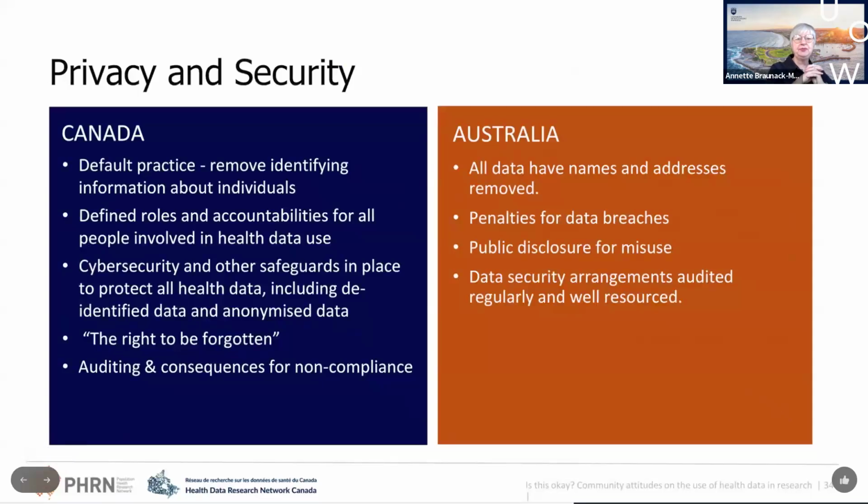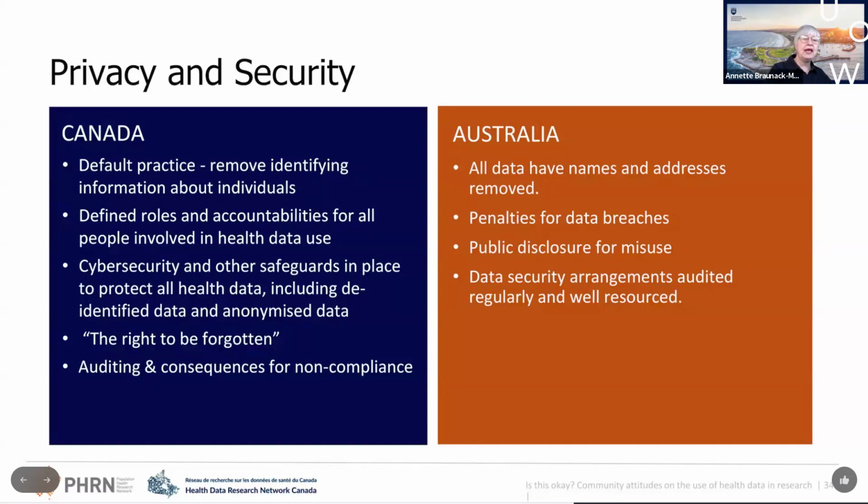Next area of commonality was privacy and security. As a default practice in both the Canadian and the Australian work, removal of identifying information about individuals, removal of names, addresses, and dates of birth, public disclosure for misuse of data, penalties for data breaches, which you could also see in that last quotation from Canada, and very well-defined and clearly executed data security arrangements, which were also done regularly.